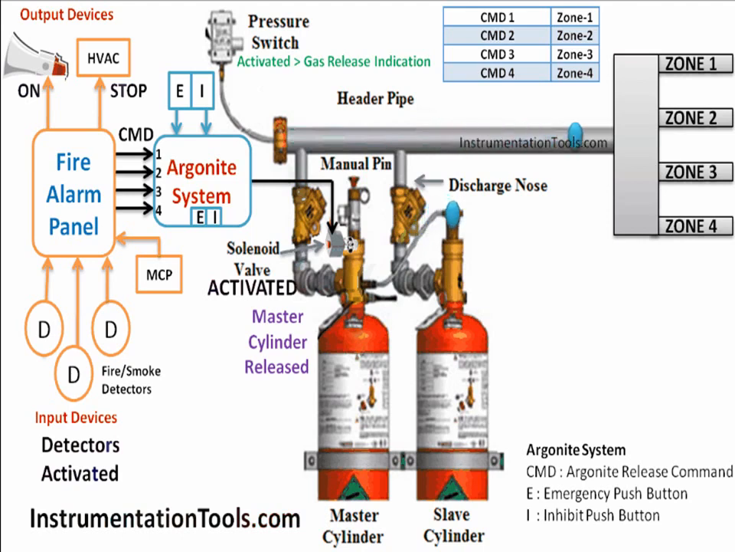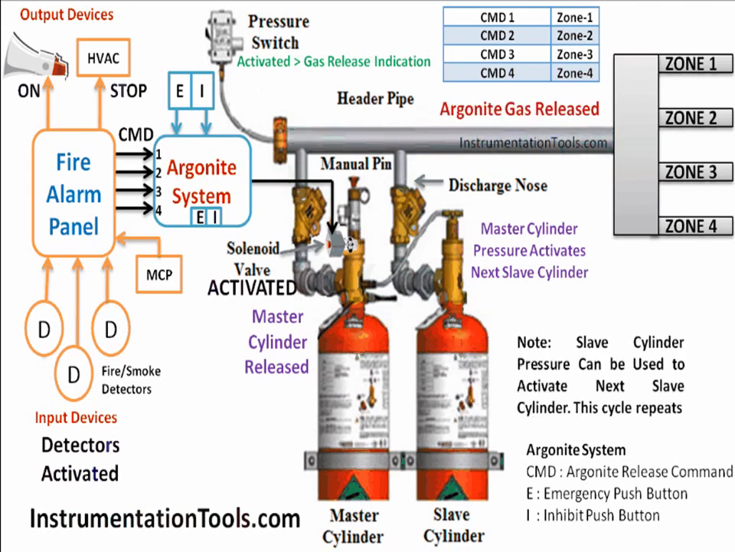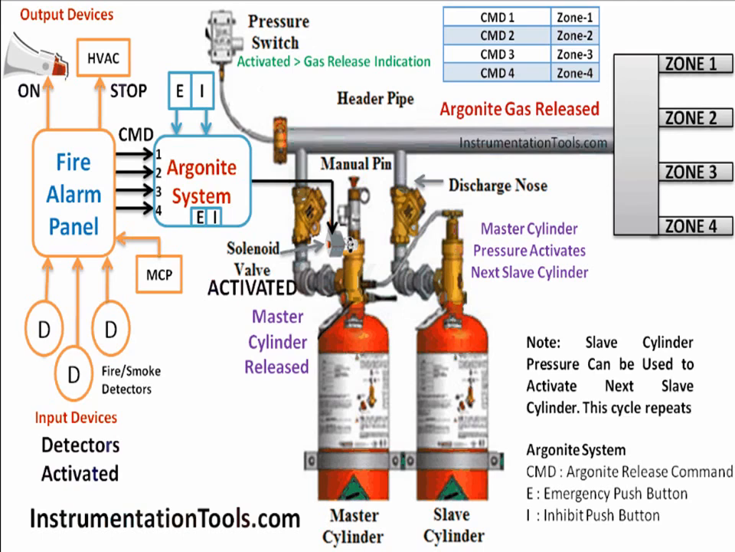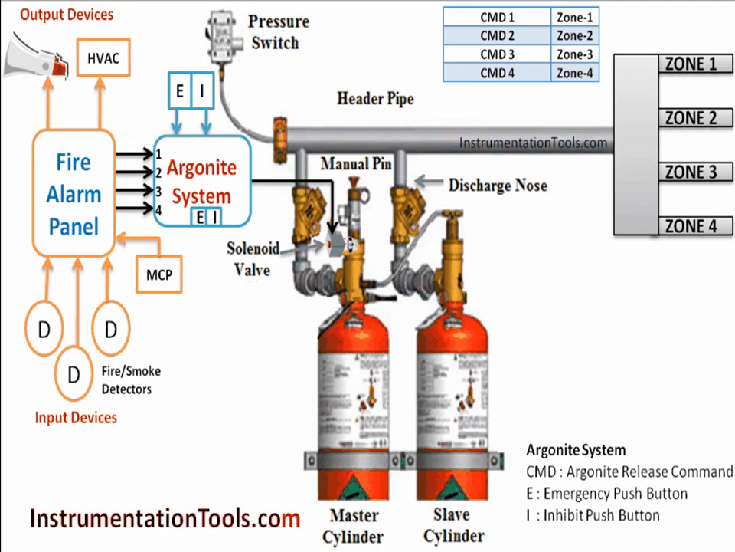Similarly, the slave cylinder may also have 2 paths to go. One is the main discharge line and the second will go to the next slave cylinder. Here in the animation only one slave cylinder operation is shown. Like this concept, we can release many cylinders which are connected in series by activating one master cylinder. Also, as we discussed, we have 4 zones or 4 areas. So we have to release the gas to the fire-affected zone only.